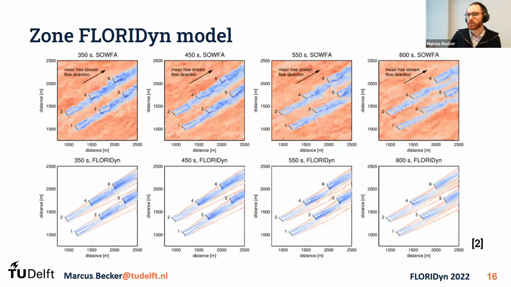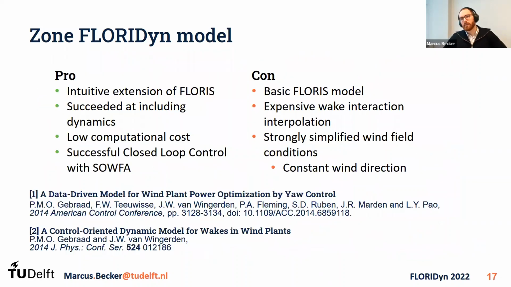Implemented, it looks like this. So on the top, we have SOFA, which is a high fidelity simulation, and it's used here as a validation tool. And at the bottom, we have the zone FLORIDyn model, where we can see that from the left starting, we have orthogonal aligned turbines with the main wind direction. And then in the second step, we see that the first turbines have changed their angle, their alignment with the main wind direction, and then how this change propagates through the wakes and then affects downstream turbines later.